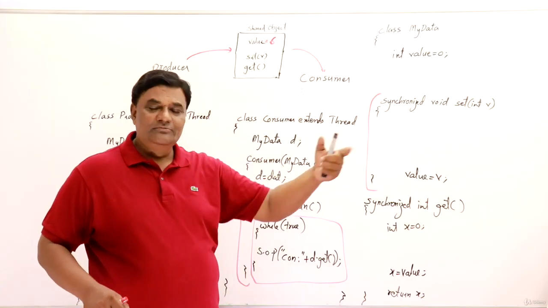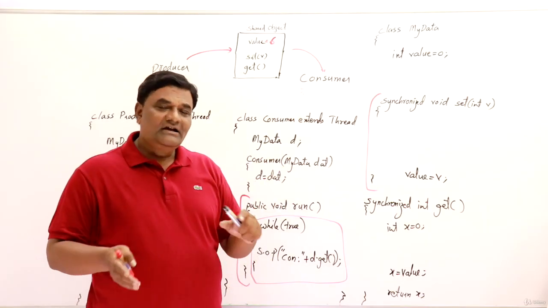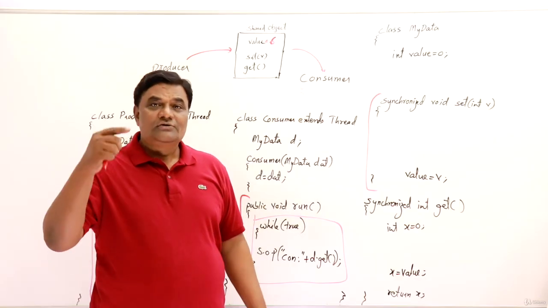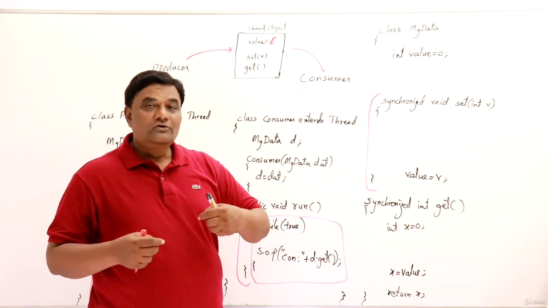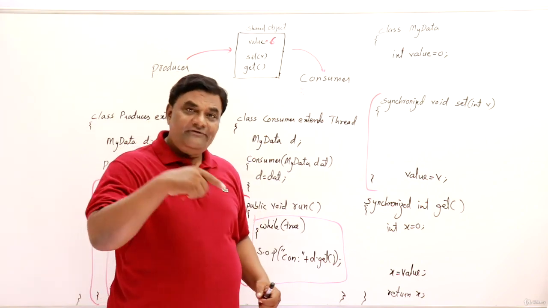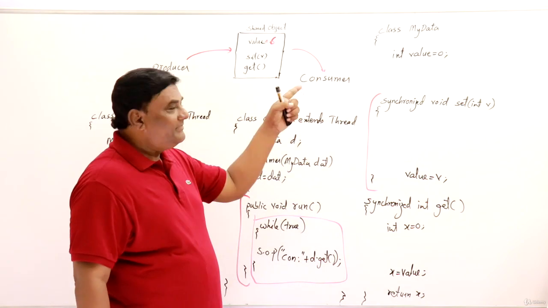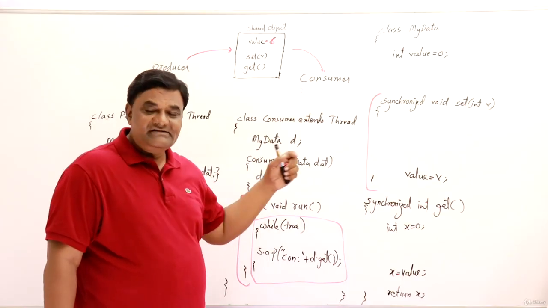The next thread may read the same value multiple times. So they will not have a turn one by one. How to make them take a turn and access that object one by one? How to bring this synchronization? For that we have to make changes here in my data object only, inside this class.